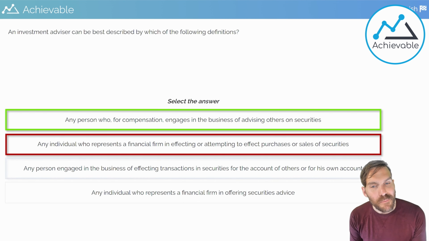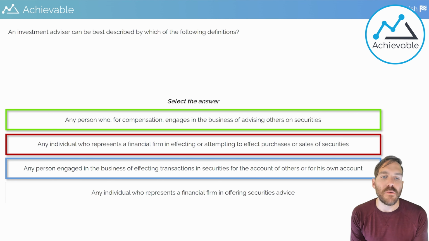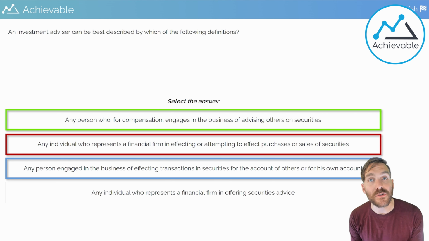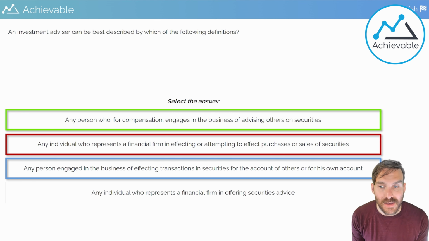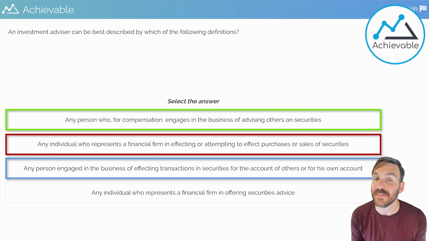Move on to the third. Any person engaged in the business of effecting transactions in securities for the accounts of others or for his own account. If you've already been through the broker-dealer section, you should know that that is our textbook legal definition of a broker-dealer. To me, the part of it that gives it away is they're doing transactions in securities for the accounts of others or for their own account. And even though it says the word his there, we've talked about before, sometimes test questions will make it seem like broker-dealers are human beings. But again, broker-dealers, just like investment advisors, are firms, are businesses.